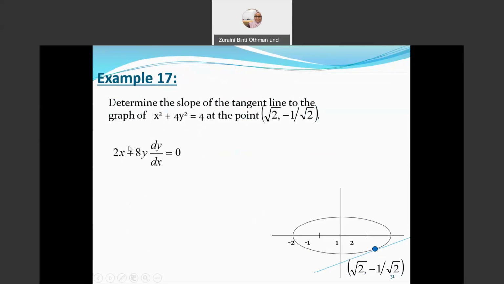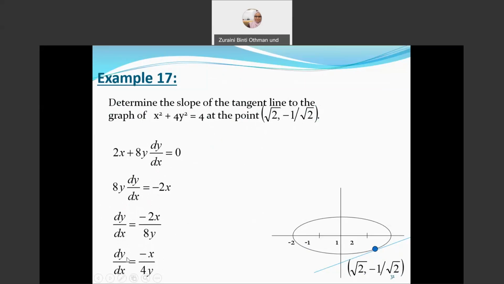We get x square, we get 2x, 4y square we get xy dy over dx is equal to 4. Then our final answer will be dy over dx is equal to, simplify this, then we get negative x over 4y. Here they ask you to find the slope at the point x is square root 2 and y is negative 1 over square root 2.